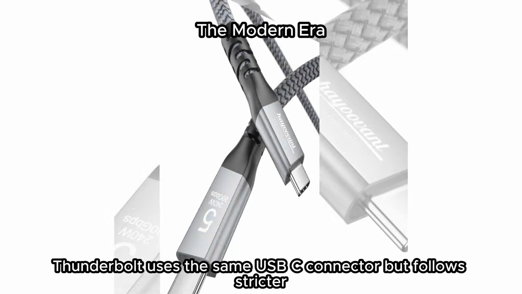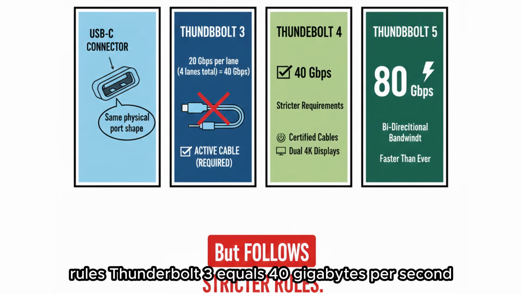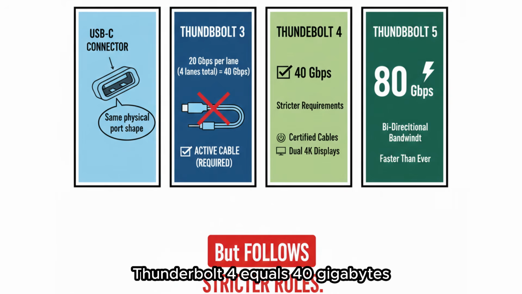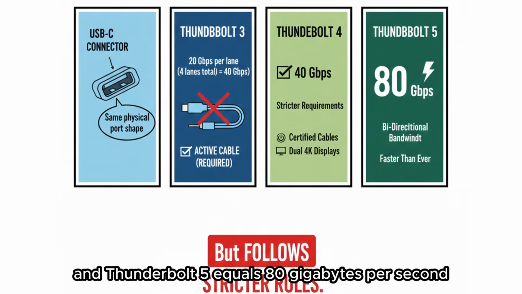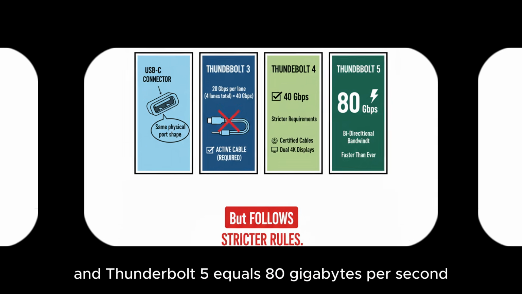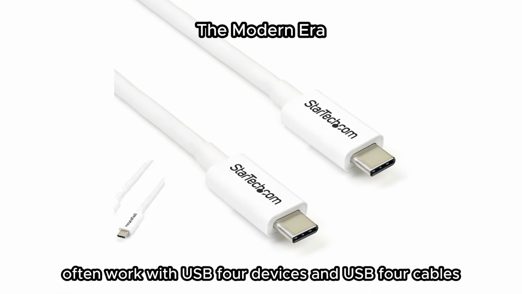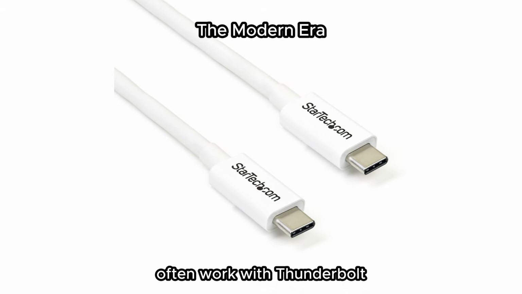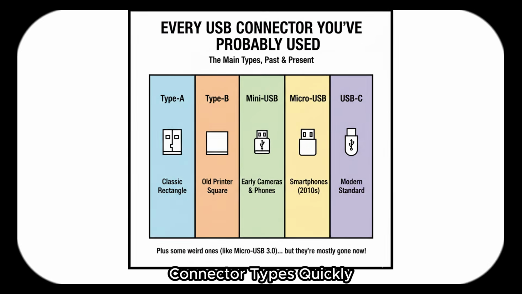Thunderbolt. Thunderbolt uses the same USB-C connector but follows stricter rules. Thunderbolt 3 equals 40 gigabytes per second, Thunderbolt 4 equals 40 gigabytes per second but with stricter cable and display requirements, and Thunderbolt 5 equals 80 gigabytes per second. Thunderbolt cables often work with USB 4 devices, and USB 4 cables often work with Thunderbolt, but not always. Specs still matter.